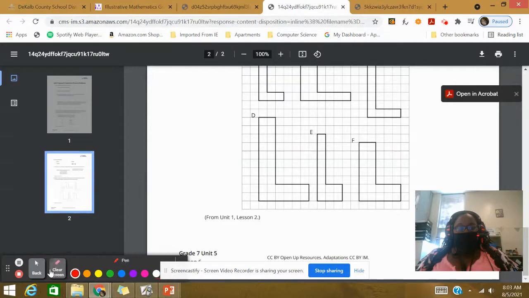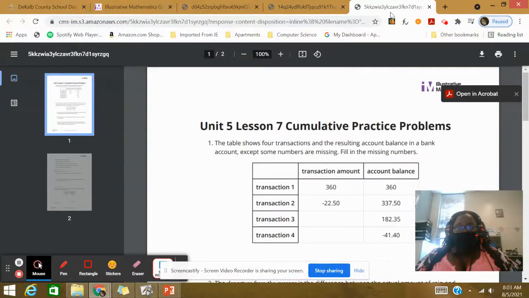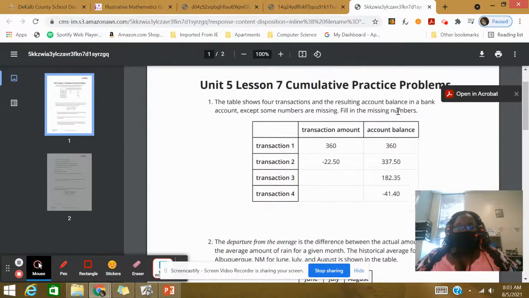Finally, you guys then have to look at Unit 5, Lesson 7. Finally, we're looking at Unit 5, Lesson 7, cumulative practice problems. We have a table. It says the table shows four transactions and resultant account balance in the bank account, except some numbers are missing. Find the missing numbers. Guys, you have to work backwards for transaction 3 and 4.